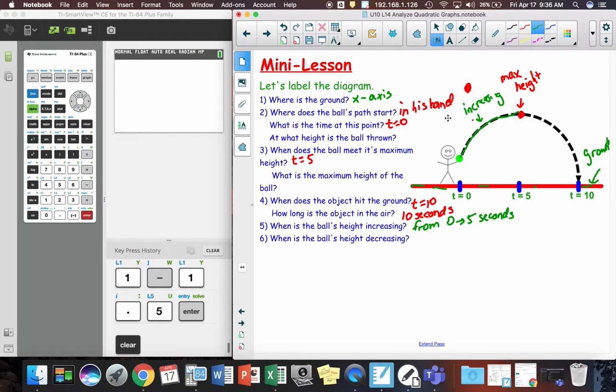And then, when is the ball decreasing? It's from here down to here. So I'll trace that out as well. Here down to here. And that's when it's decreasing. So you're just going to write from 5 to 10 seconds. Alright, so these are different real world problems that the Regents could ask you.